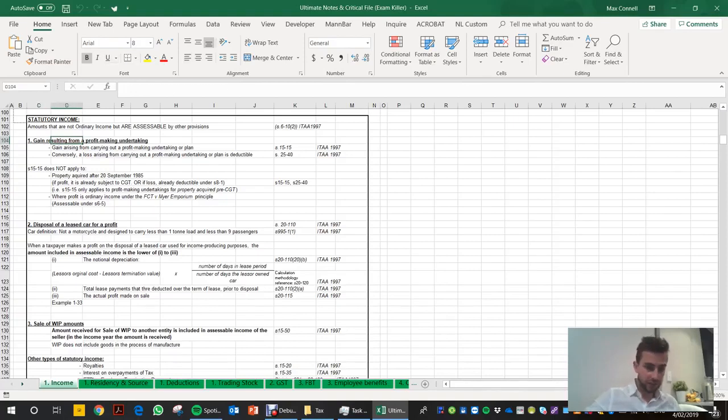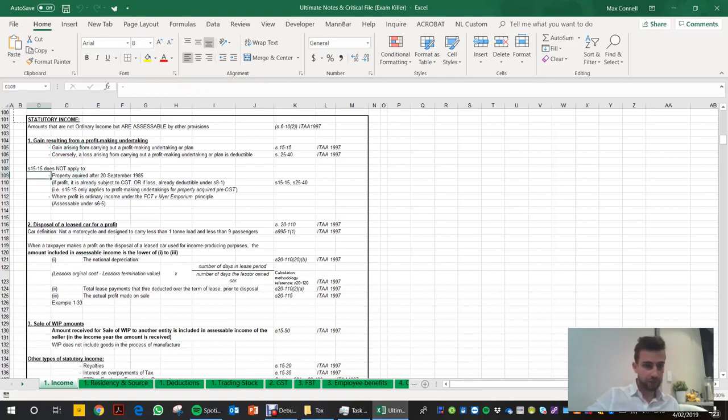So just understanding what that profit-making undertaking actually means. It's carrying out a process in order to make a profit. Now, this is different from carrying on a business, because that is something you do regularly. It's not something that happens quickly and turns around and you're done. It's a one-off, make a profit.